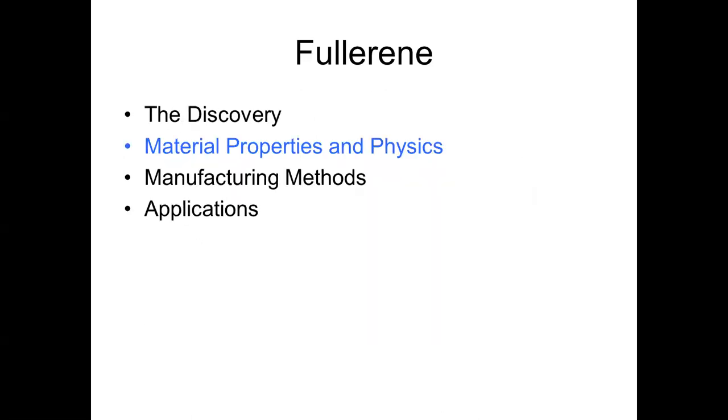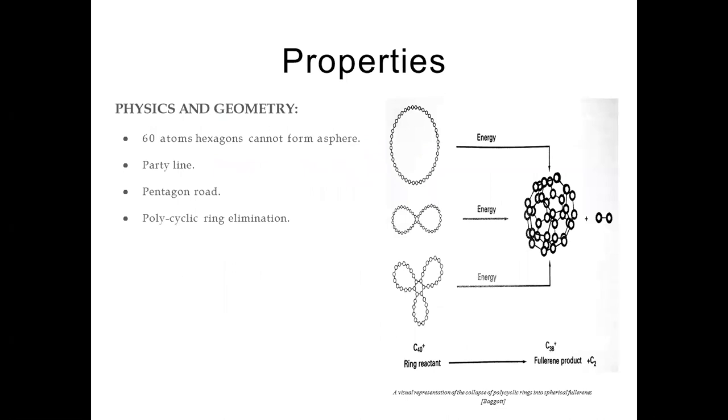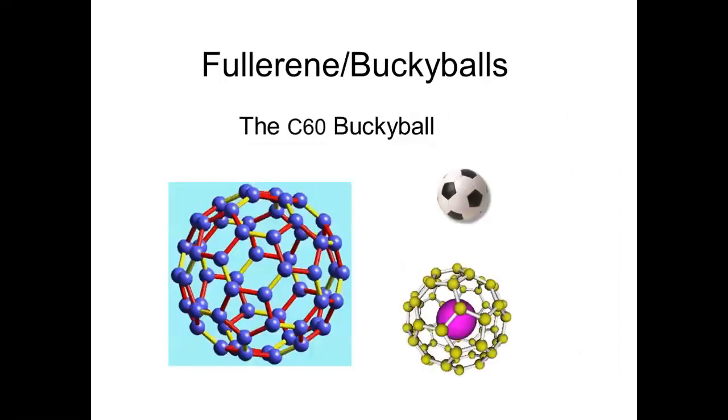So let's take a look at material properties and physics. Looking at the physics and geometry, we can see the assembly here: 60 atoms, with hexagons that cannot form a sphere on their own. We would look at how these were formed in energy and how the ring reactions give us this particular shape. This is a visualization of the different constituents involved. We can overlay these different geometric shapes to look at the formation of the buckyball. Again, this shows us the buckyball configuration and how it's similar to the soccer ball.